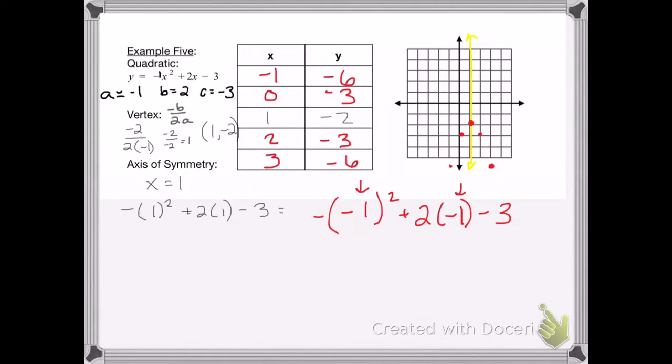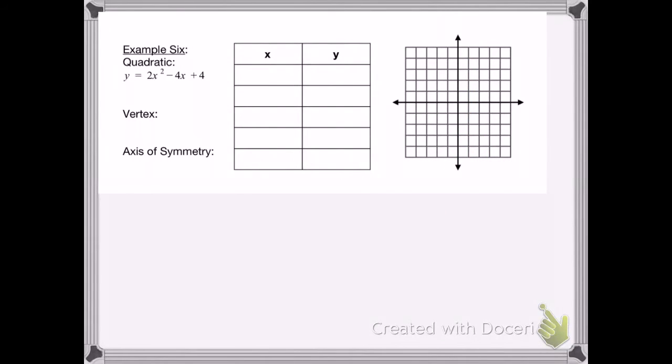So last thing we got to do is connect those dots. Connect those dots, draw your arrows. You can see that it's a sad face, which makes sense because our A is negative. All right, so let's go on to our last example of graphing.